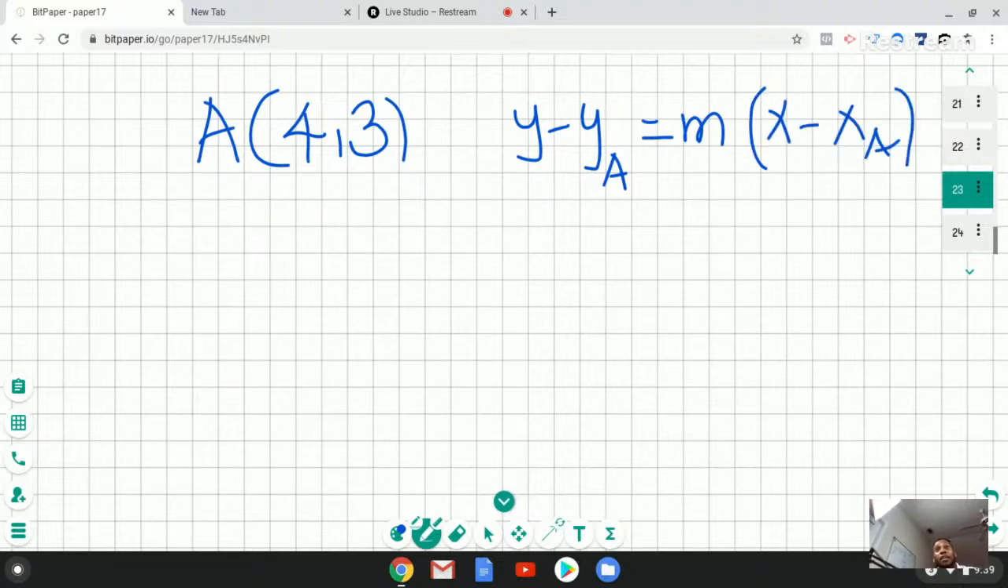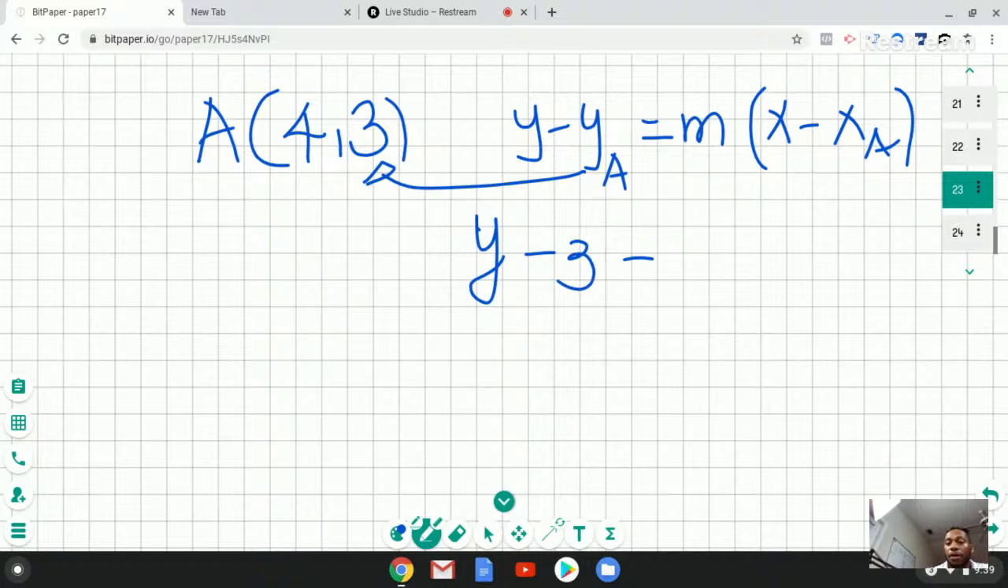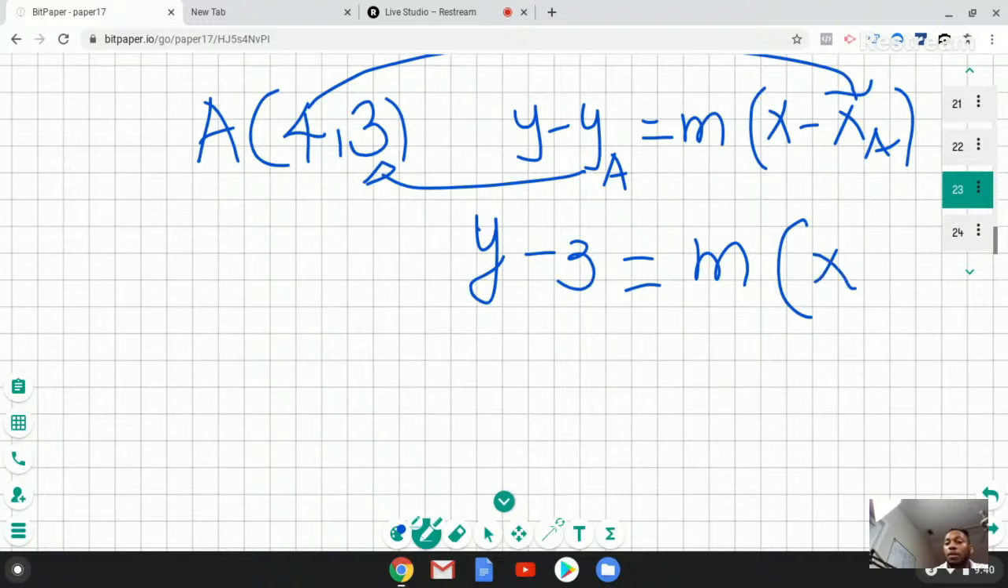Now, the only thing that we don't have here for the point slope form is the m, right? We know ya is 3, the value of the y coordinate of the point A is 3, and xa, the x coordinate of the point A, is 4. So now how do we find the slope? Who can tell me how we're going to find the slope of the line?